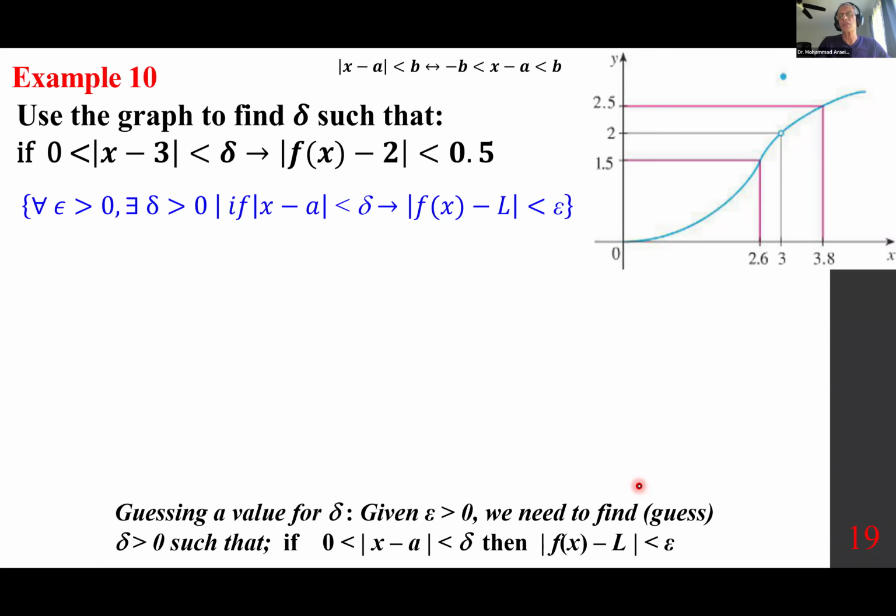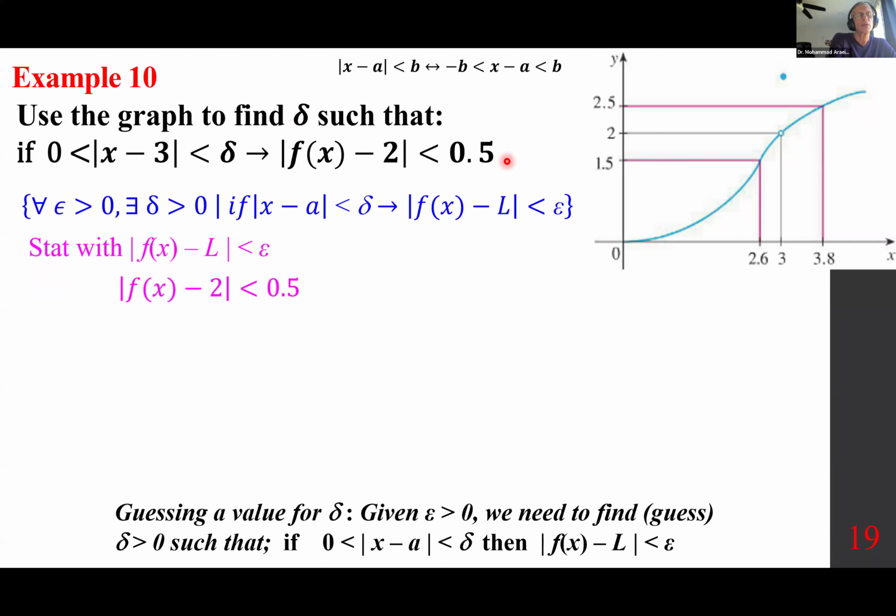First of all, as far as the graph is concerned, I hope you see that it basically means this distance and this distance from 3, this distance from 2, this distance from 2. As you can see from 2, the two distances are identical and they happen to be 0.5. So that is fixed. But generally speaking, we start with the absolute value of f of x minus L less than epsilon. So if you look at this one, you're going to rewrite this one. So we get absolute value of f of x minus 2 less than 0.5.